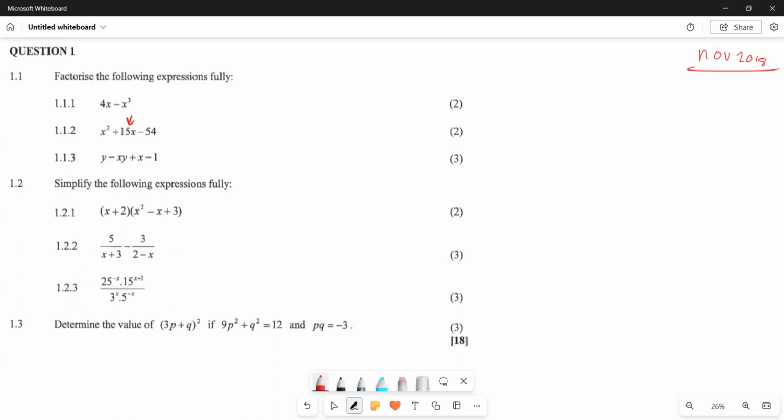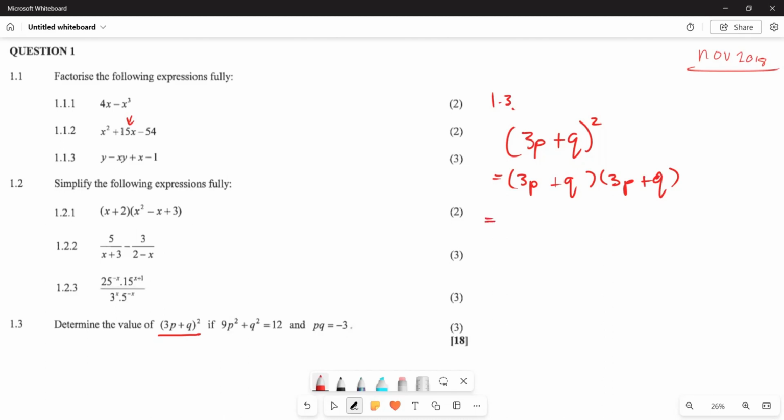Now, they want you to determine the value of this. So let's start by solving that and see what it is that you are going to get. So this is your 1.3. Now, this is the same as (3p plus q) all squared, right? So now when you're doing that, you're going to open your 2 brackets. This is the same as (3p plus q) times (3p plus q), right? Remember, squared just means 2 brackets of the same thing.